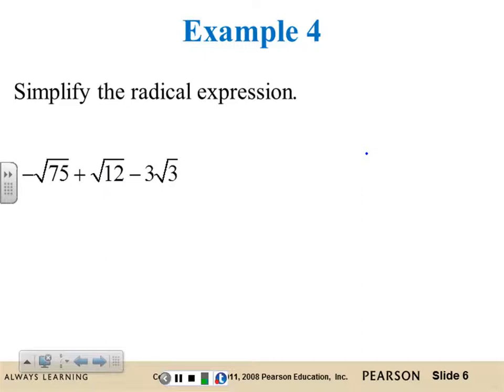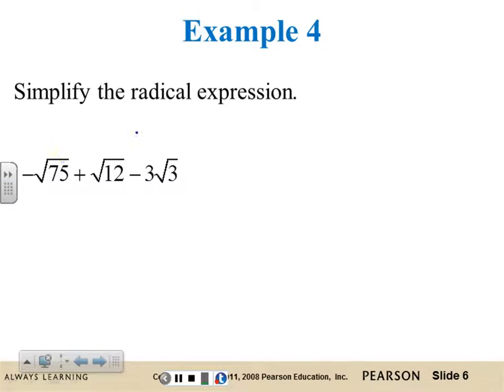Alright, simplify the radical expression. So let's keep going with what we're doing. So we have minus, or the opposite, of the square root of 75 plus the square root of 12 minus 3 square roots of 3. None of these are like radicals, so I can't just add and subtract. So what I need to do is try to simplify these.